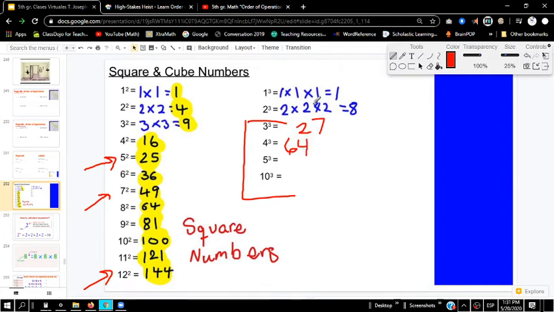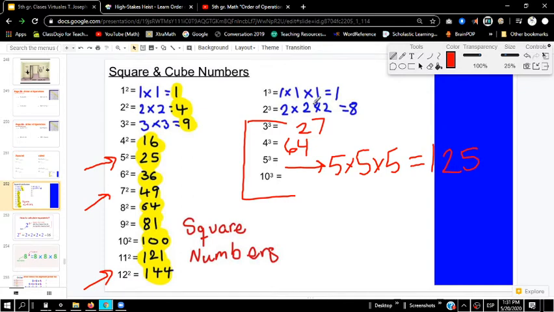It's so small. All right, 5 cubed is 5 times 5 times 5, right? Well, 5 times 5 is 25, just like we found out before. And then 25 times 5 is 125. So 5 cubed is 125.